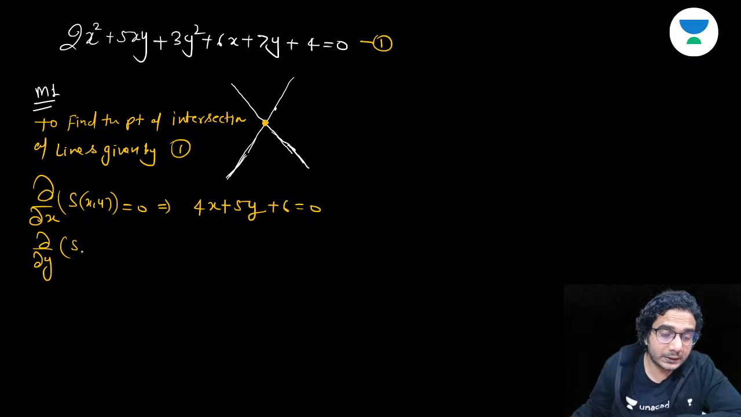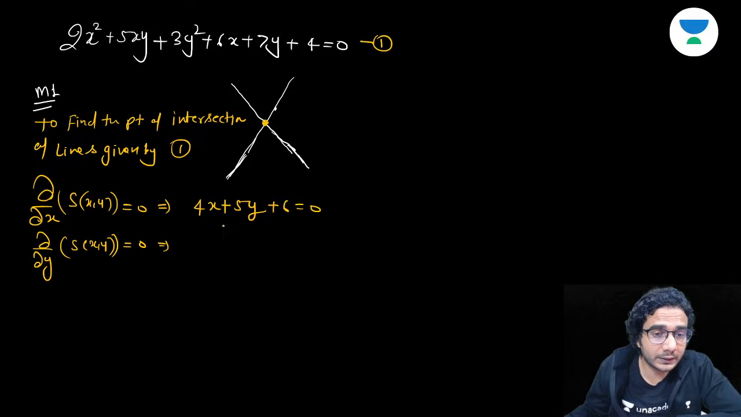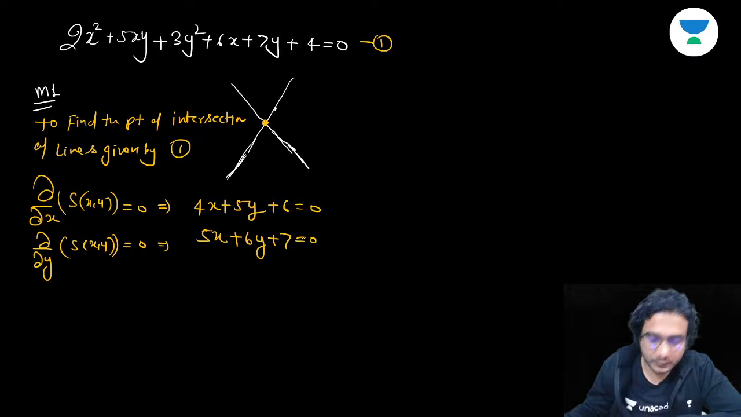These are not the lines which are represented by 1. These are just two lines passing through the point of intersection, okay? Now differentiate with respect to y, so this is 5x plus 6y plus 7 is equal to 0.